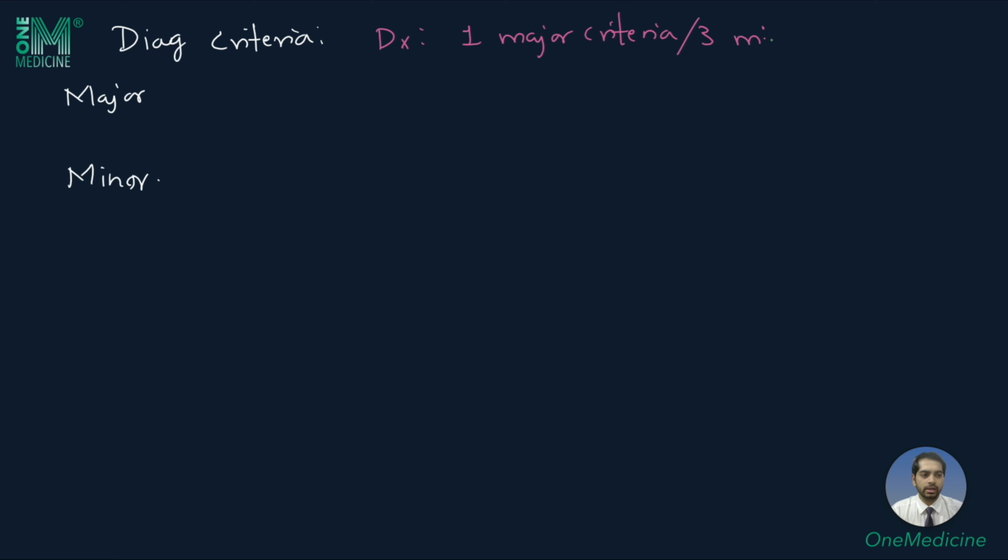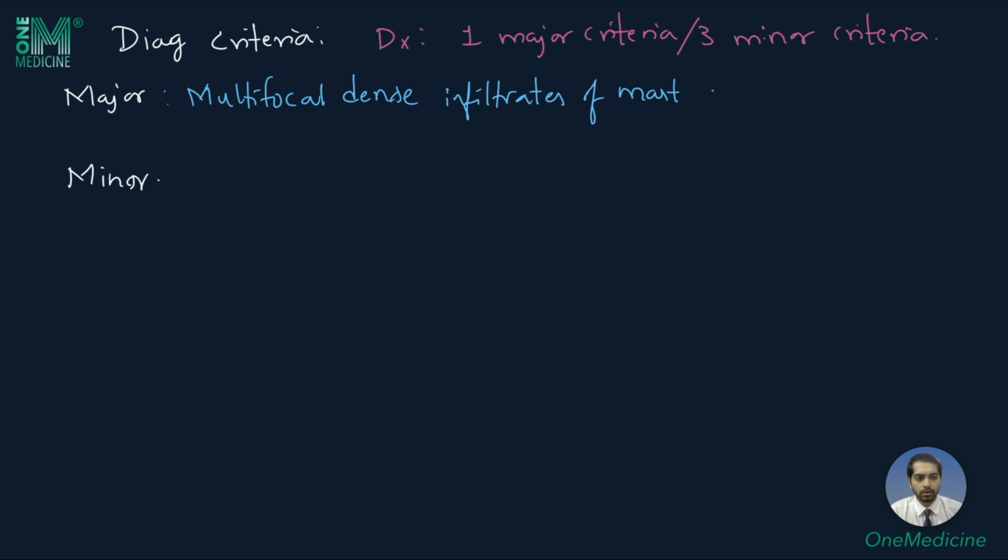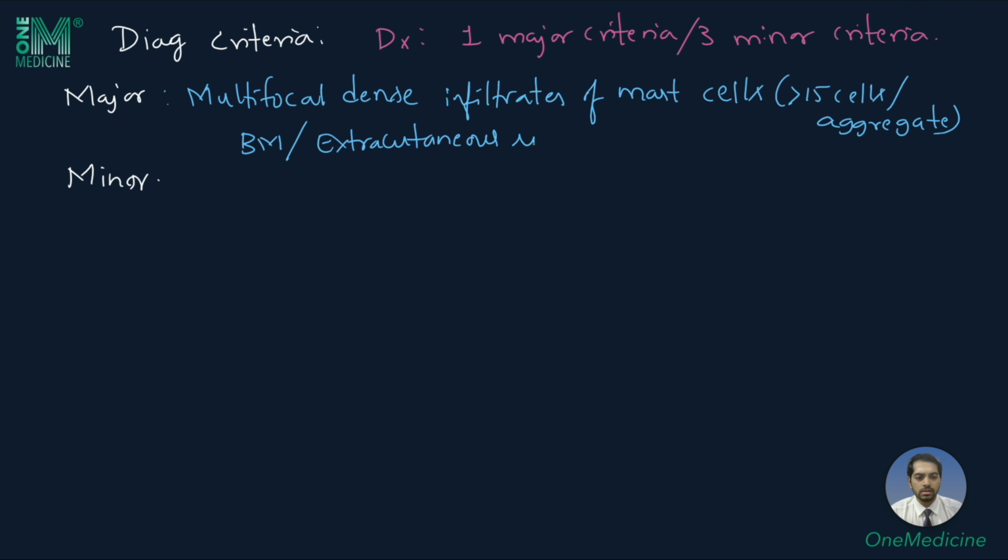The diagnostic criteria for systemic mastocytosis has major criteria and minor criteria. Mastocytosis is diagnosed when patient has either one major criteria or 3 minor criteria. Major criteria is presence of multifocal, dense infiltrates of mast cells with more than 15 cells per aggregate seen in bone marrow or extracutaneous sites. Minor criteria are 4 in number.